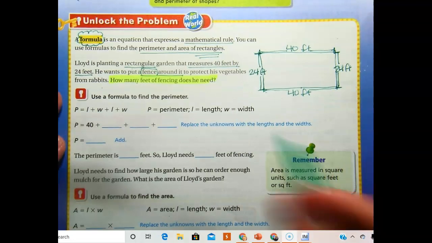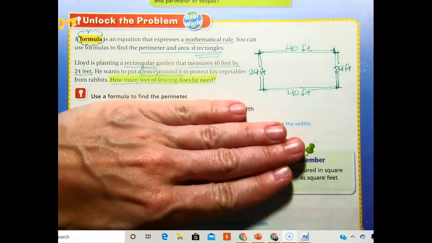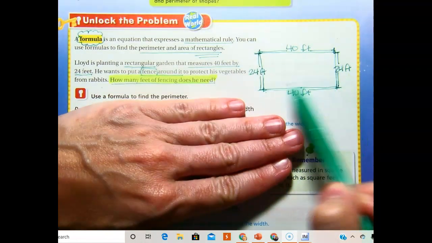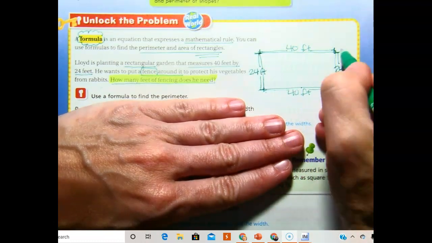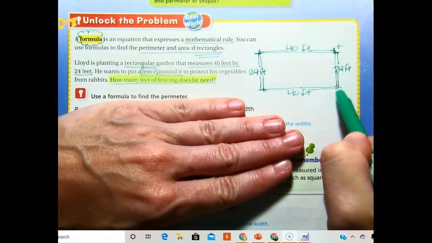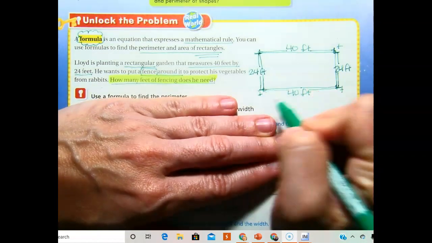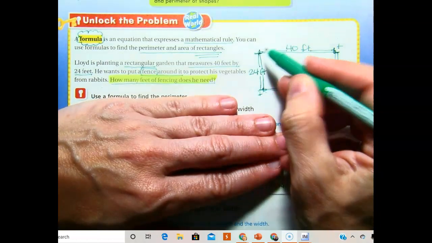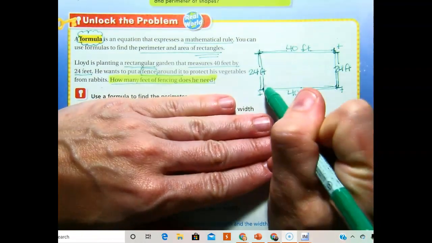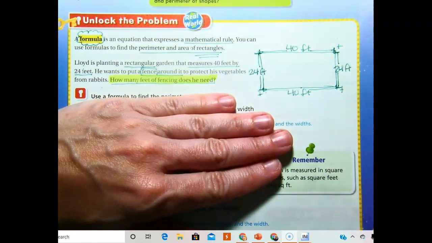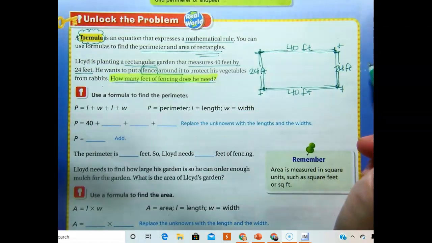Okay, so if we think about this, it says, how many feet of fencing does he need? Even without the formula, you could walk through it and say, okay, I'm gonna need 40 this direction plus another 24 feet plus another 24 feet plus, or excuse me, 40 feet plus another 24 feet. So you can see that if you just walk around it, you're going to be adding these distances together, and you can find perimeter that way. That would be a great way to do it.